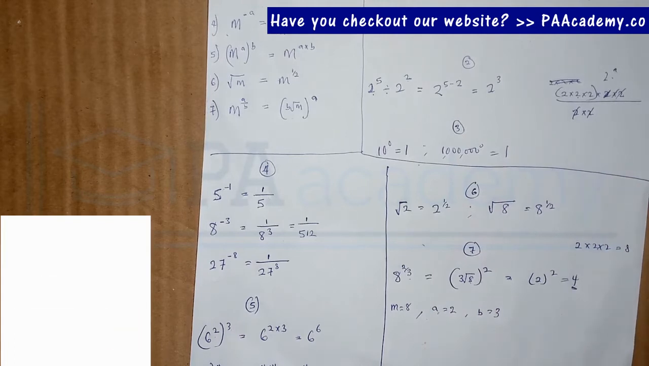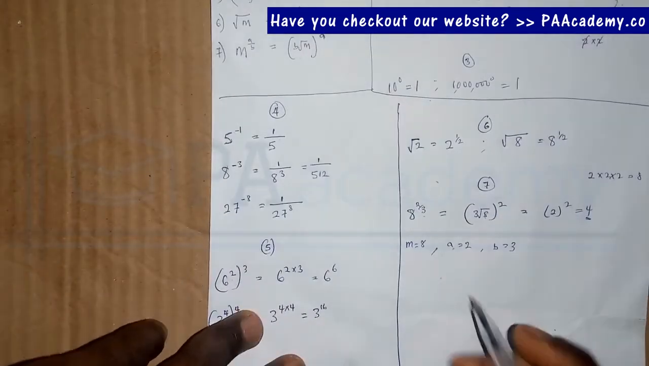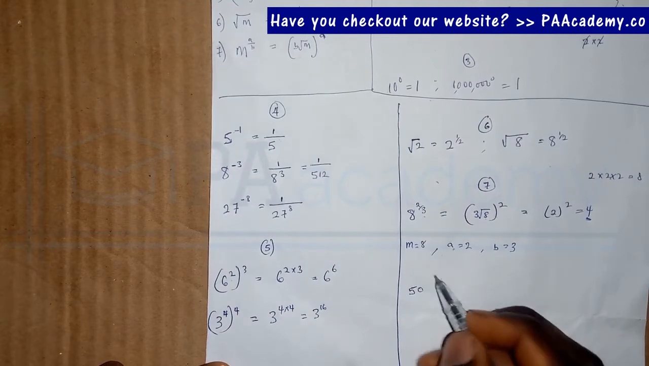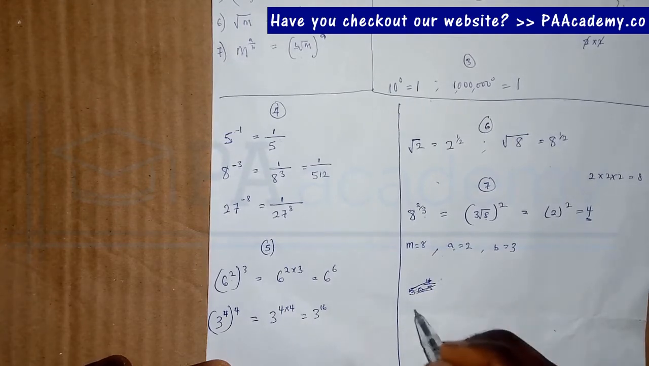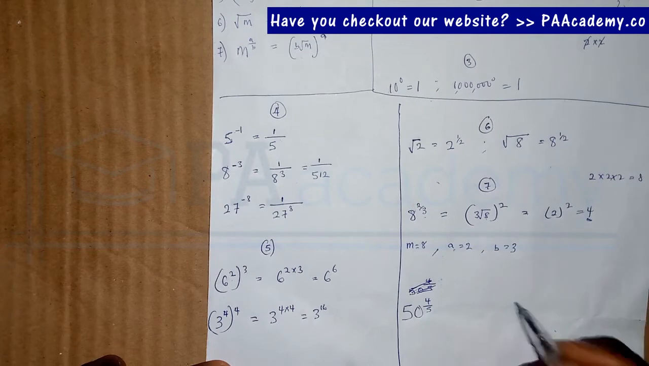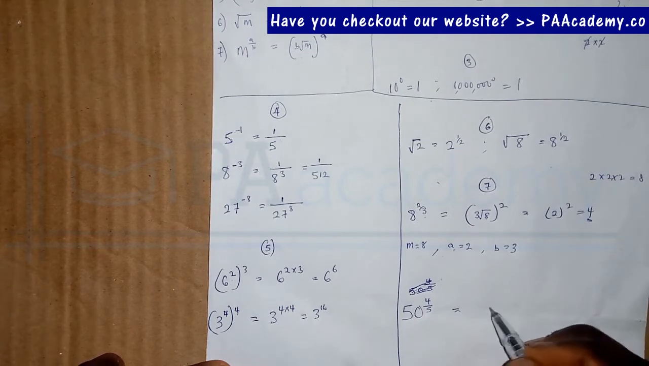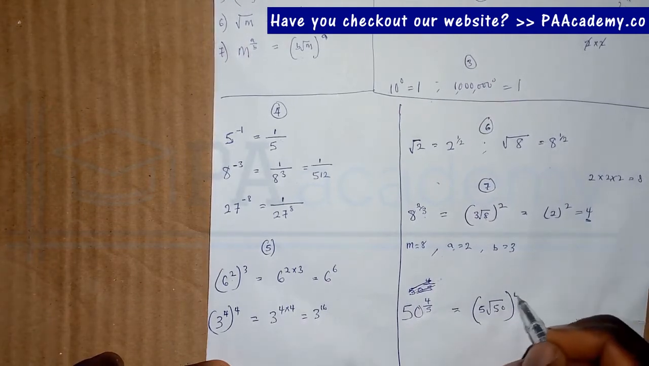So let's look at another one. Not all of them will be as straightforward as this, but once you express it like this, it makes it much easier. Let me give a random example. If you have 50 raised to power 4 over 5, using indices you can rewrite this as the 5th root of 50, all raised to power 4.